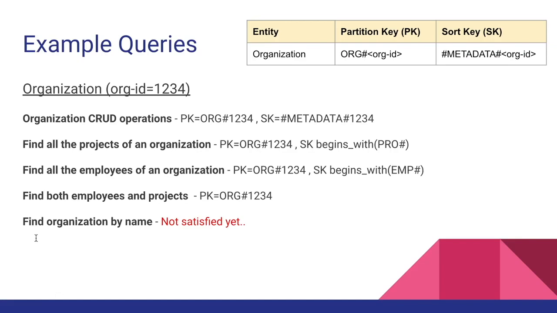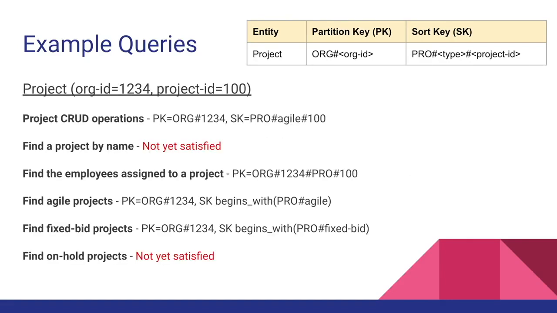So how about this access pattern, finding the organization by its name? Using this partition key and sort key, this is still not possible. Now let's move on to the example queries for projects.